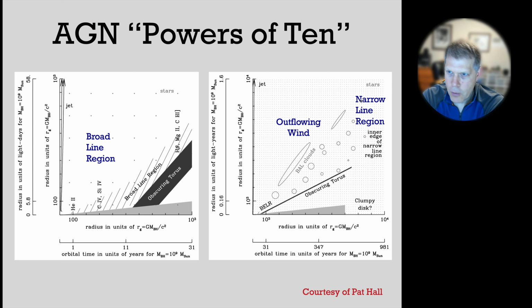Here is now then the inner edge of the narrow line region. There's another line emitting region that produces much narrower lines than the broad line region. This is the inner edge of that narrow line region, which again, we will discuss in more detail later on. Also, when you get out to these large size scales, this is where we think the accretion disk may start to come to an end.